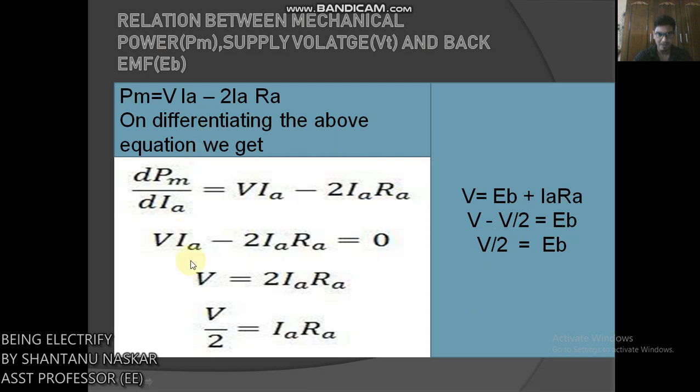So from the above equations, the maximum power is developed in the motor when the back EMF equals half of the supply voltage.